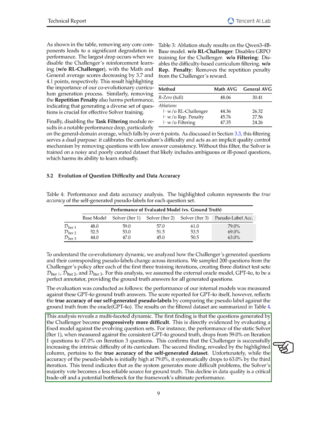The results show that the questions generated by the challenger become increasingly difficult. For example, the performance of the static solver drops from 59.0% on iteration 1 questions to 47.0% on iteration 3 questions, confirming that the challenger is effectively raising the difficulty level. However, the accuracy of the self-generated dataset declines from 79.0% to 63.0% by the 3rd iteration, indicating that as the problems become harder, the solver's majority vote becomes less reliable. This decline in data quality poses a challenge for the framework's overall performance.